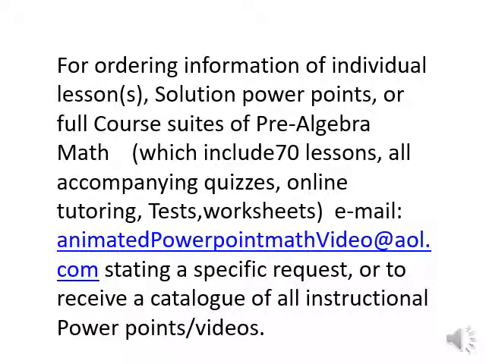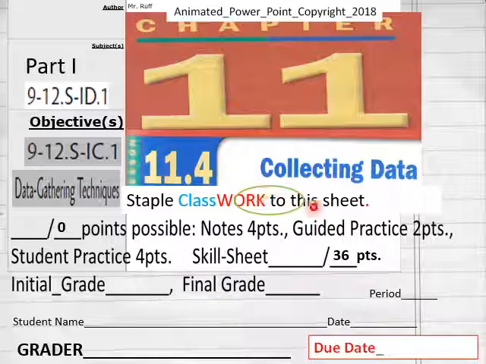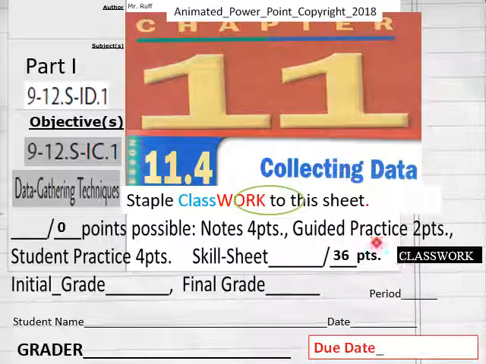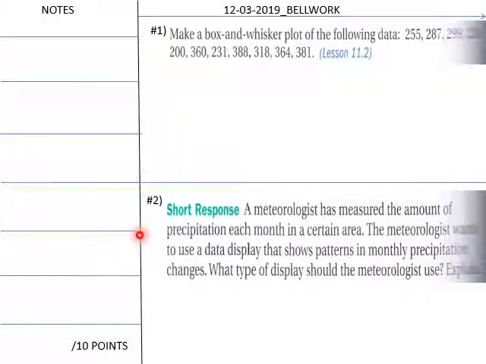Okay, everybody, we're doing lesson 11.4 today, part 1. Part 2 and part 3 are available here. And 11.4 is about collecting data. We have a 36-point skill sheet for classwork today, 0 points for note-taking.